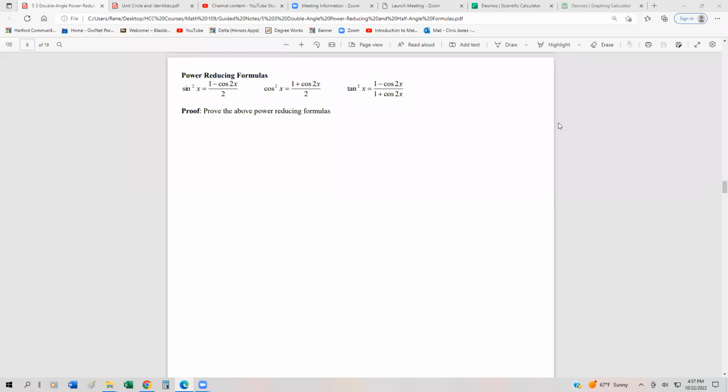We're going to take a look at a new set of formulas, which are going to be the power reducing formulas. These are actually really easy to prove. Okay, so let's go ahead and prove each of these really quickly. So sine square is going to be 1 minus cos 2x over 2, cos square is 1 plus cos 2x over 2, tan square is 1 minus cos 2x divided by 1 plus cos 2x.